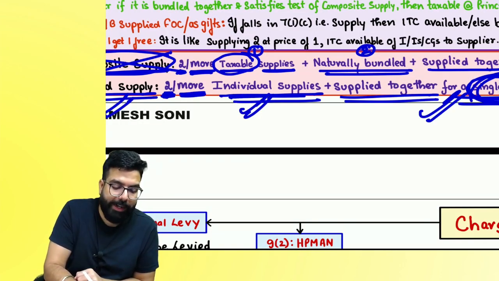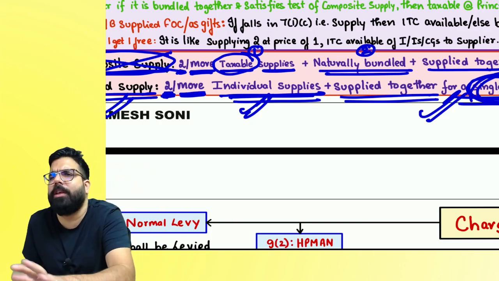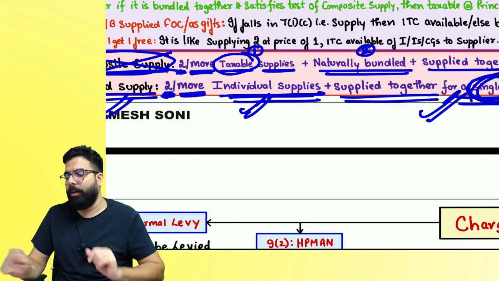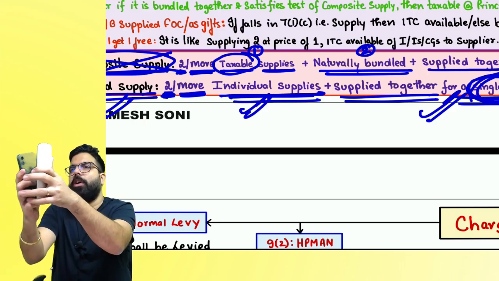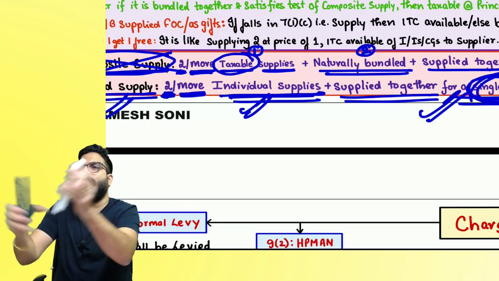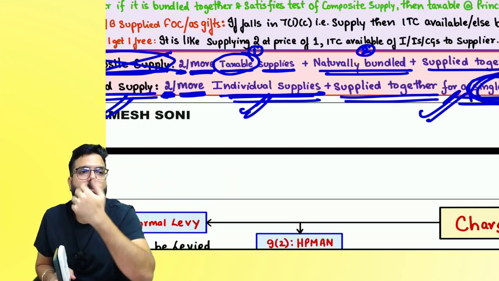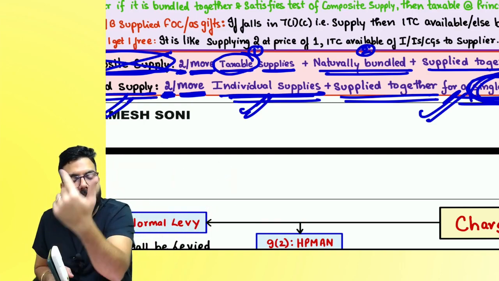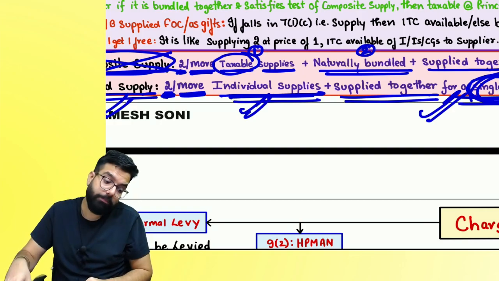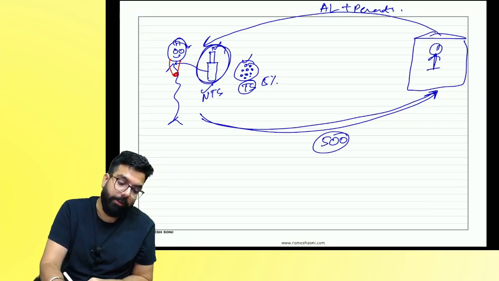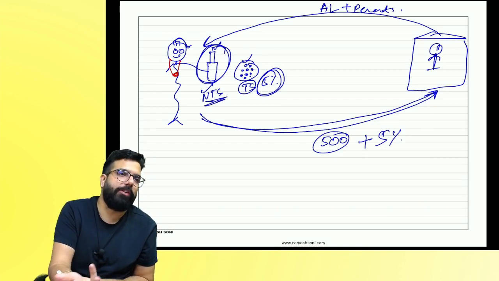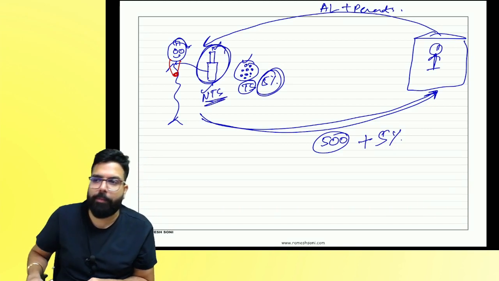Two or more individual supplies. Mixed supply does not discriminate between taxable or non-taxable. This is taxable, this is non-taxable. You joined them. Individual supplies, you joined and supplied for a single price. Correct or not? What rate will apply? On the full bill, GST will be applicable at the rate of, because of non-taxable supply, there is no rate only. Are you able to understand?